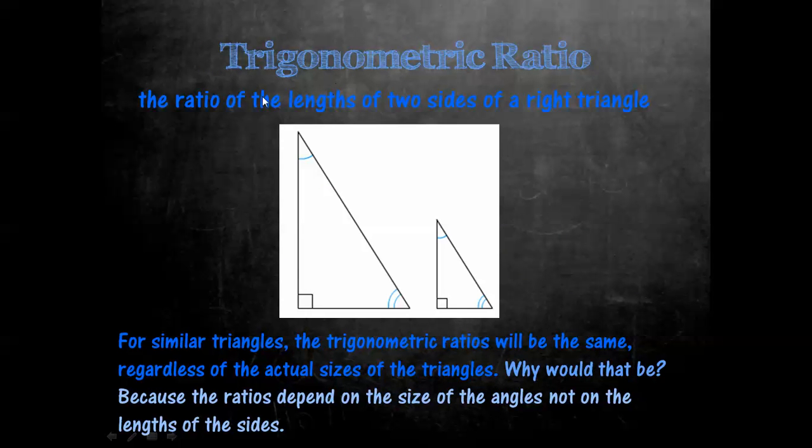A trigonometric ratio is the ratio of the lengths of two sides of a right triangle. So remember, a ratio is an amount like one number on top of another number. So if you have similar triangles, the trigonometric ratio is going to be the same regardless of the actual size of the triangles. And we know that to be true because the ratio depends on the size of the angles and not on the lengths of the sides.